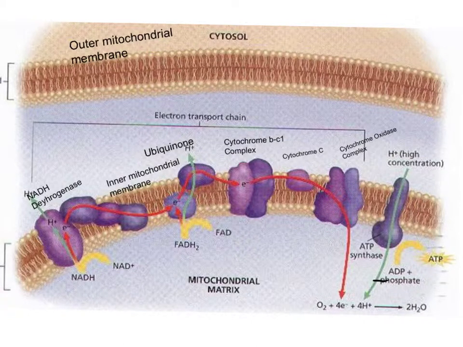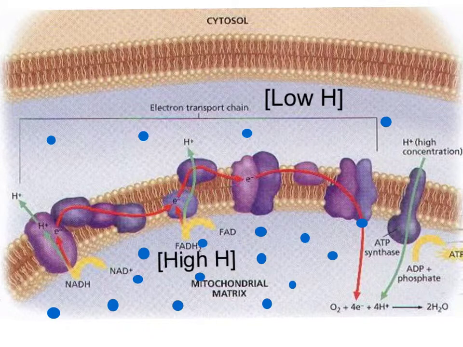The ETC is also composed of ATP synthase, which is the final protein that joins ADP and an inorganic phosphate to produce ATP. Initially, there is a low concentration of hydrogen in the inner membrane space and a high concentration of hydrogen in the matrix of the mitochondria. The goal is to transfer the hydrogen from the matrix into the inner membrane space.